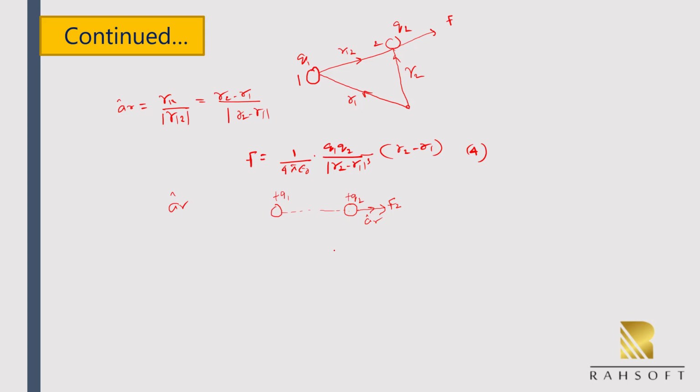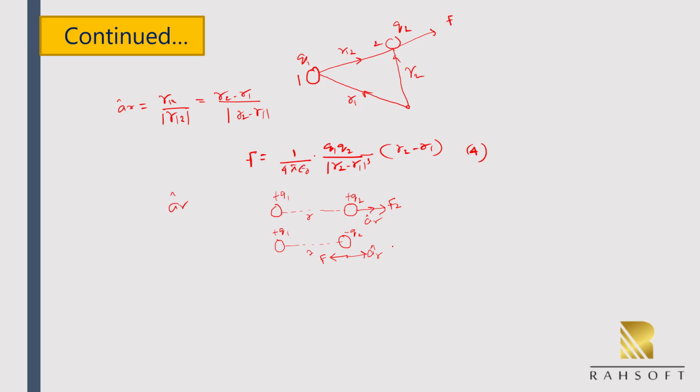But what is the case when these charges are unlike? In this case, the force and unit vector will be in opposite directions. So this is charge plus Q1, and this is charge minus Q2. In this case, the force direction will be here, F, but the direction of the unit vector will be opposite. So this is the case when charges are unlike.